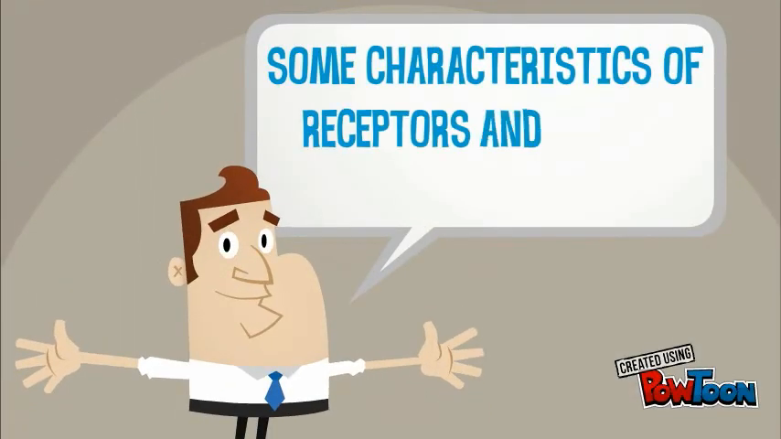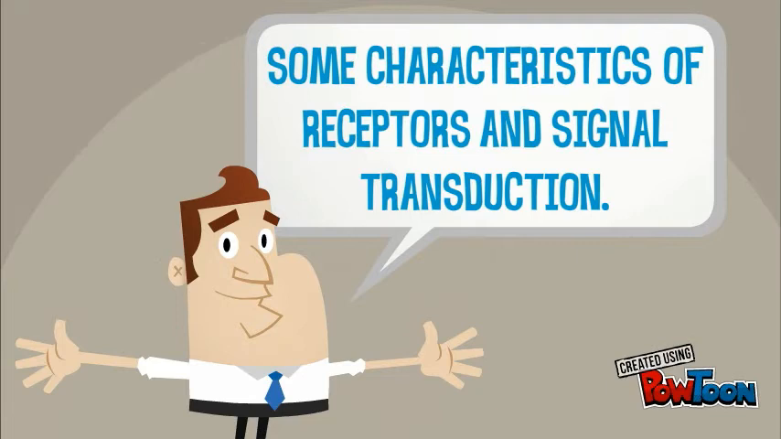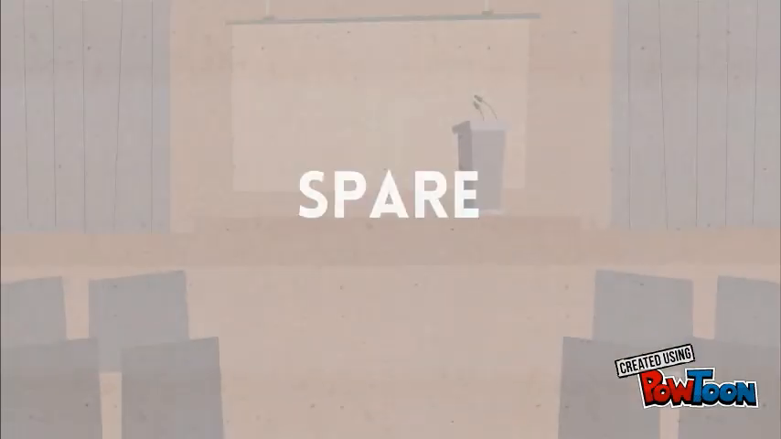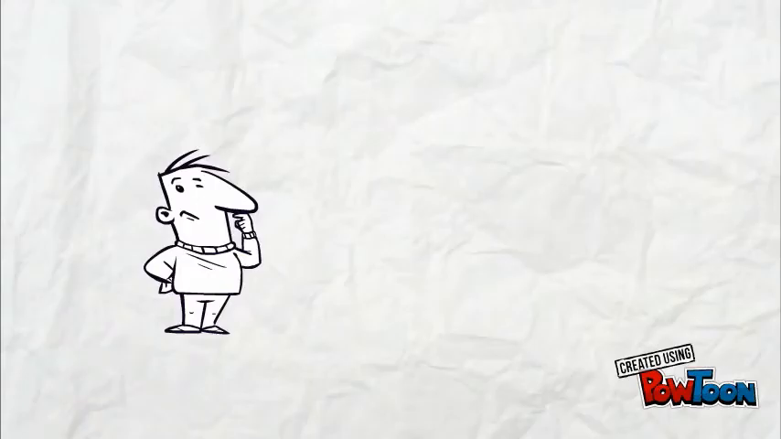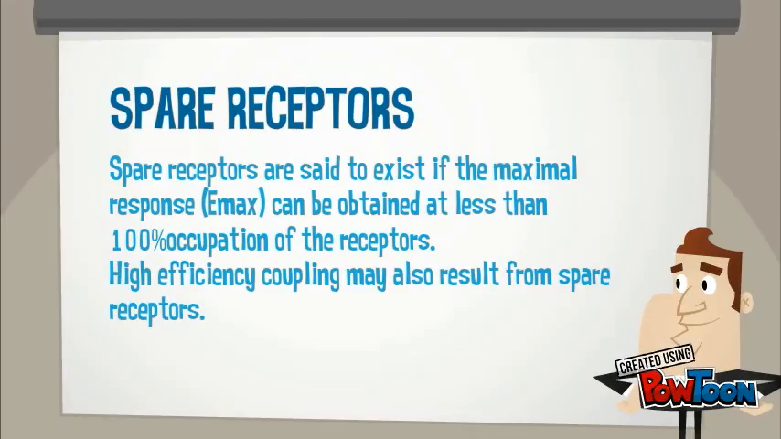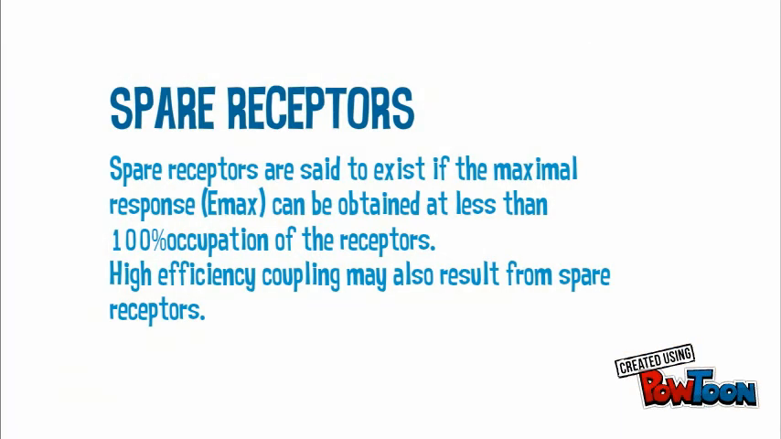Some characteristics of receptors and signal transduction. Spare receptors. Spare receptors are said to exist if the maximal response, Emax, can be obtained at less than 100% occupation of the receptors. High-efficiency coupling may also result from spare receptors.